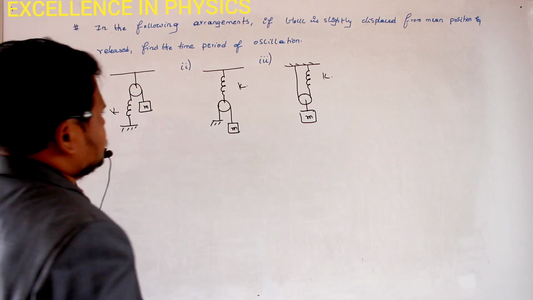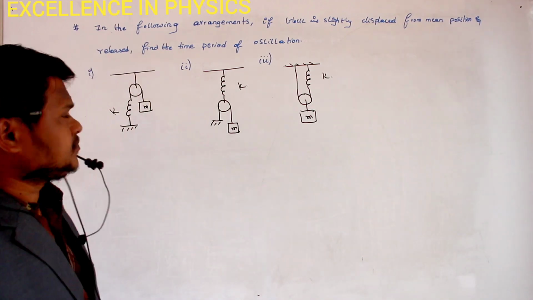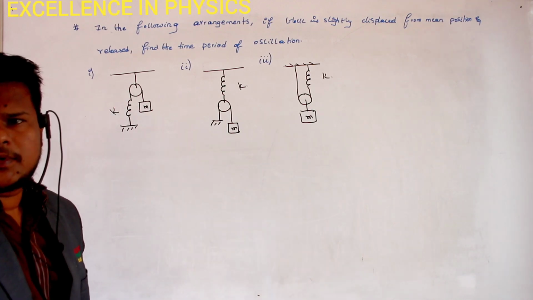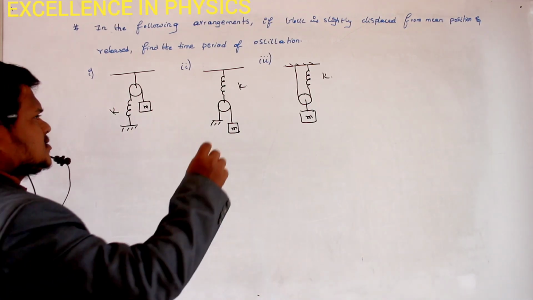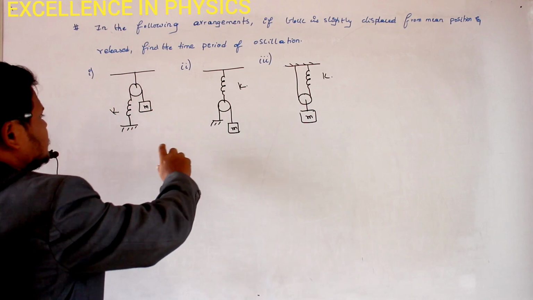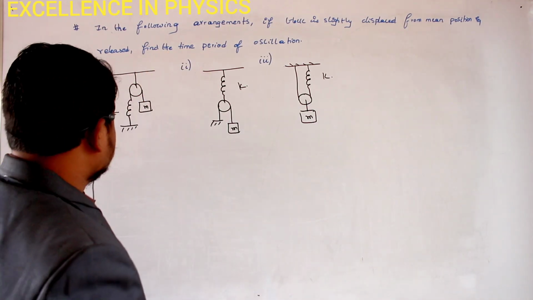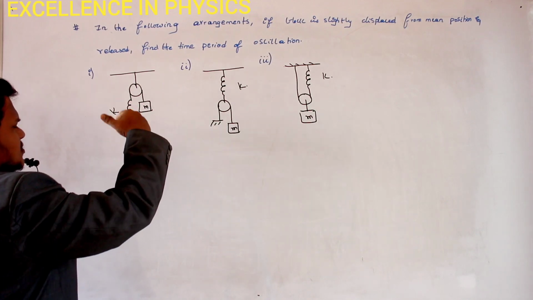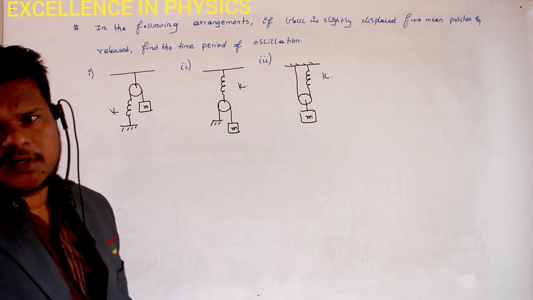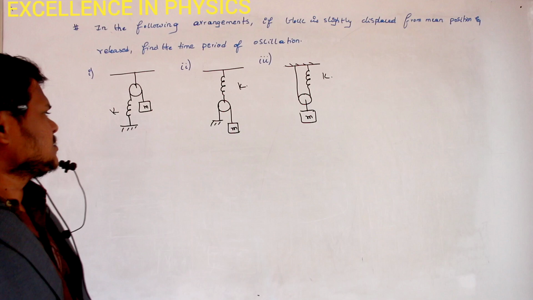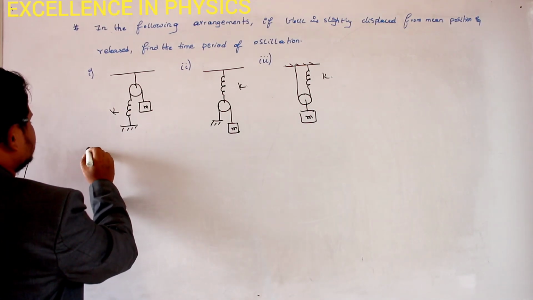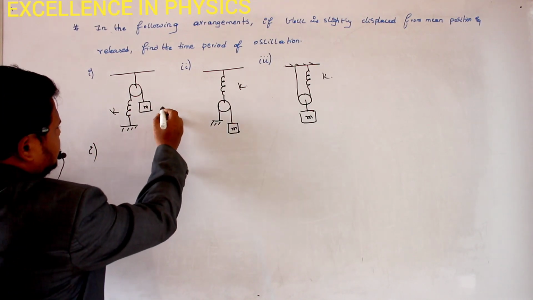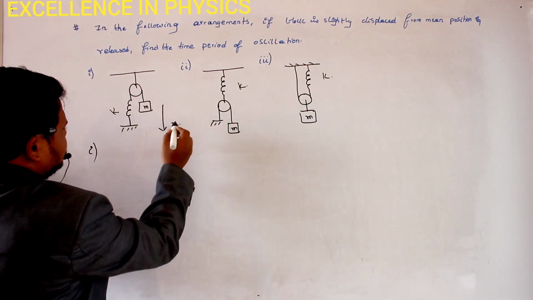Okay? So now let us see this question. In the following arrangements, if a block is slightly displaced from the mean position and released, find the time period of oscillation. Clear? So if this block is slightly displaced and released, then it will perform oscillation with a certain time period. So let us see how we can do it for the first one.